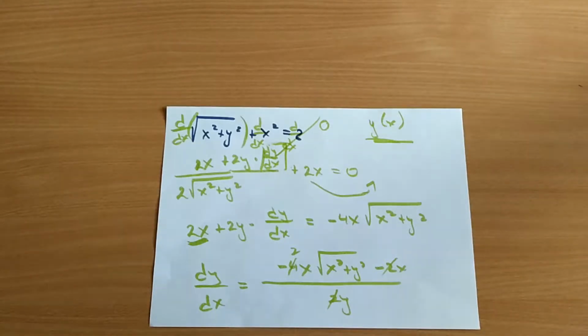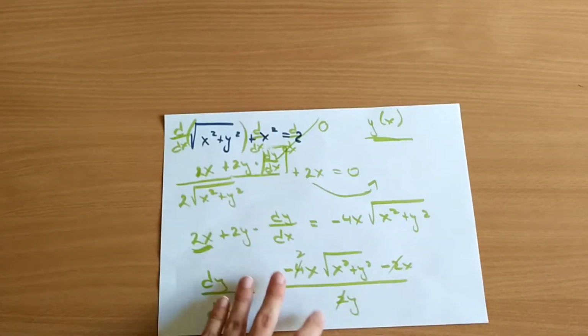So in the last video we had the expression the square root of x squared plus y squared, plus x squared, is equal to 2. And through implicit differentiation we found that dy over dx is equal to minus 2x times the square root of x squared plus y squared, minus x, over y.